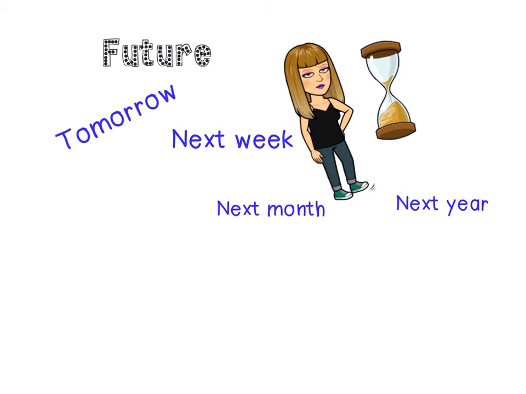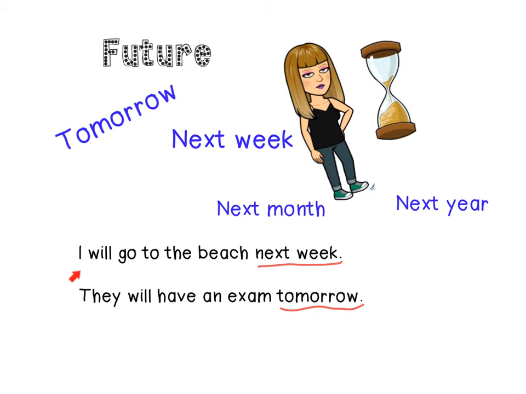When we talk about the future, we can use time expressions such as tomorrow, next week, next month, or next year. For instance, I will go to the beach next week. They will have an exam tomorrow. But remember to pay attention to the verb. Will indicates that this is a future event, okay?